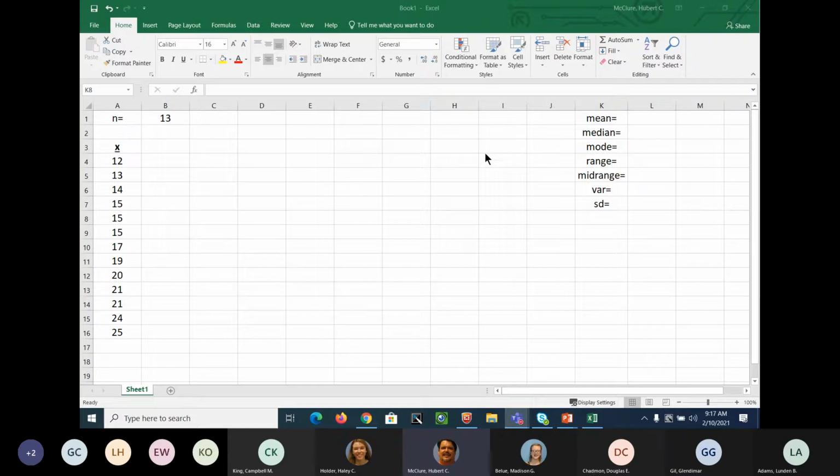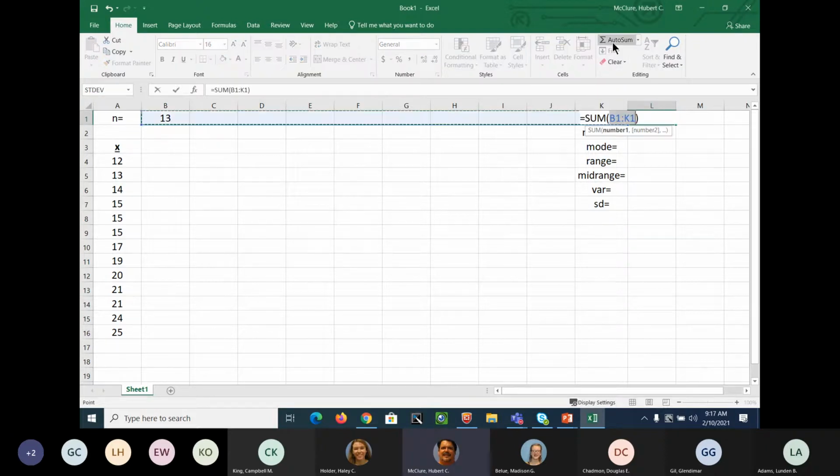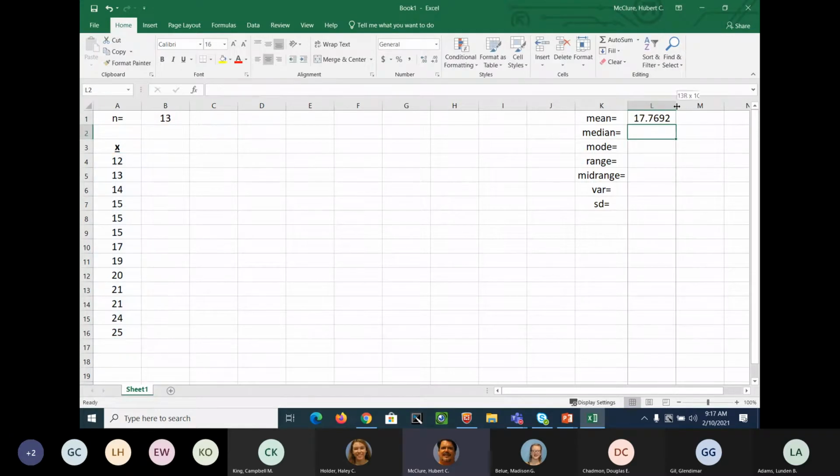All right, so the mean, and everybody should be able to see my spreadsheet. The mean is equal to the summation of all your numbers. Add all those up and divide by 13. Now, what did I tell you about rounding? What's the secret about rounding? When do you round in probability and statistics? When do you round?